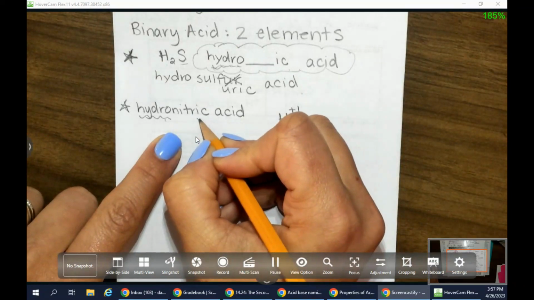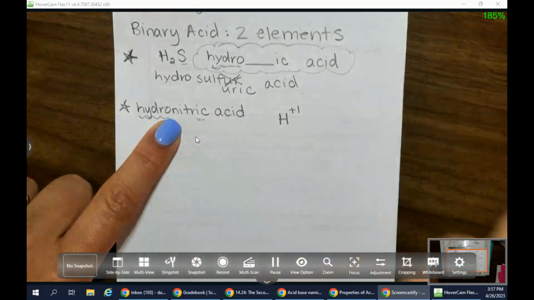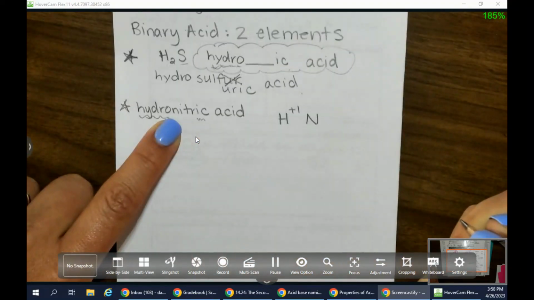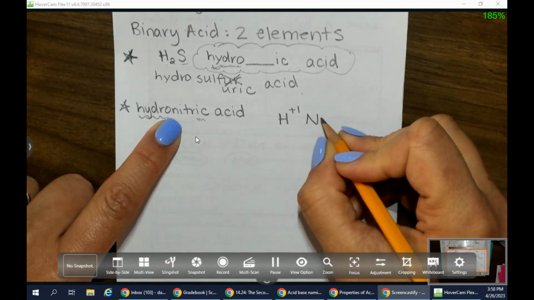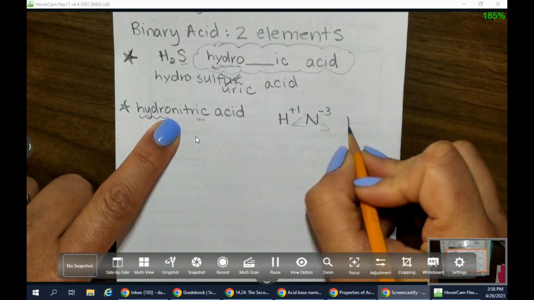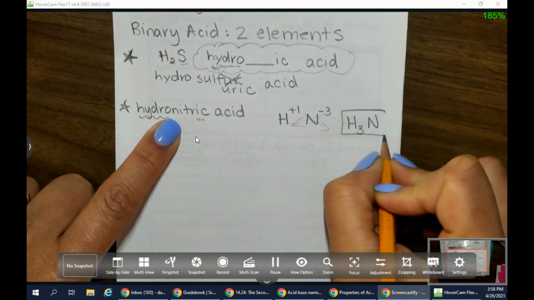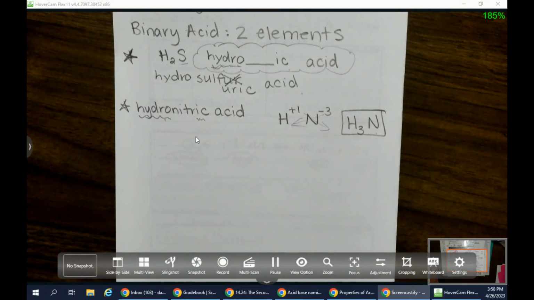All right, so it ends with ic, but it's nitro. So what is that? What element does that kind of seem like? Nitrogen, exactly. So we're going to have nitrogen. What is the charge for nitrogen in group 15? Not +3, -3. Good. So we're going to have a +1 and a -3. We crisscross. We end up with the formula H3N. Hydronitric acid. So gone are the days where you are calling this trihydrogen nitride. You're not doing that anymore. You now know what an acid is. You are now to name them that way. Are we all clear? Perfect.